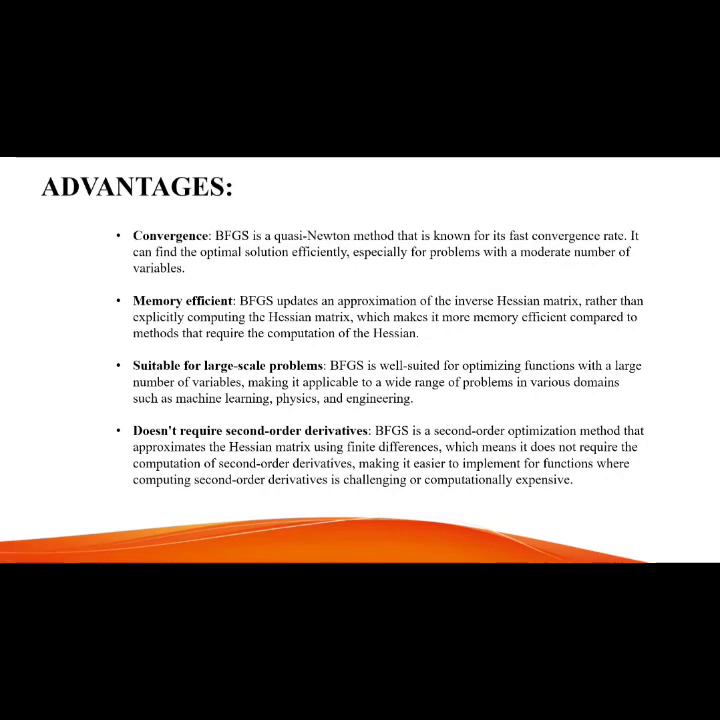What are the advantages of BFGS? Convergence. BFGS is a quasi-Newton method. It is known for its fast convergence rate. It can find the optimum solution efficiently, especially for problems with a moderate number of variables. And it is memory efficient. BFGS updates an approximation of the inverse Hessian matrix rather than explicitly computing the Hessian matrix, which makes it more memory efficient compared to methods that require the computation of the Hessian. And it is suitable for large scale problems.